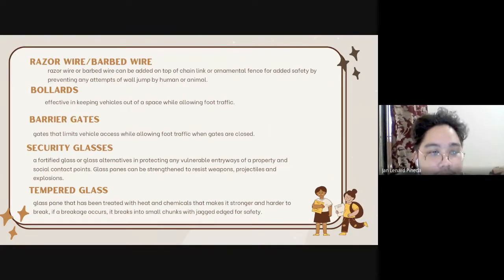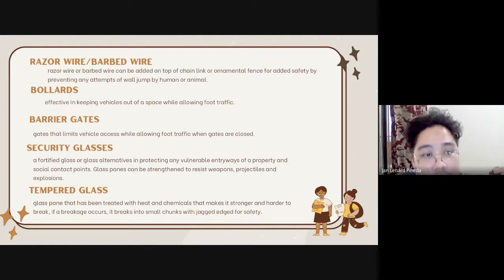Barrier gates are gates that limit vehicle access while allowing foot traffic when the gates are closed. Barrier gates are specifically made for vehicle movement control. They prevent any unwanted vehicles from entering a property without authorization. An example of these can be seen at checkpoints. After searching or checking the vehicle, only then will it be permitted to enter or pass through.